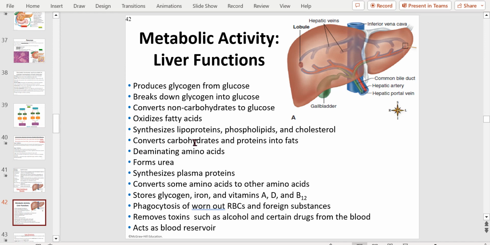Okay, metabolic activity: produces glycogen from glucose, breaks down glycogen into glucose, converts non-carbohydrates to glucose, oxidizes fatty acids, synthesizes lipoproteins, phospholipids, and cholesterol, converts carbohydrates and proteins into fats, deaminates amino acids, forms urea, synthesizes plasma proteins, converts some amino acids to other amino acids, stores glycogen, iron, and vitamins A, D, and B. Yeah, you have to be careful, because it will store these fat-soluble vitamins.